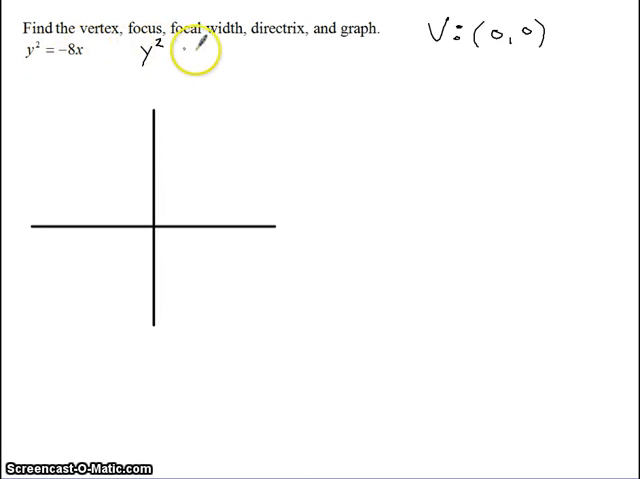To figure out the p-value, I want to compare this equation that was given to the general form of the equation of a parabola that's on its side. So we have y squared equals 4px. I see that I have a negative 8 in front of the x, and for the general form of a parabola on its side, the 4p next to the x. So to find the p-value, I simply need to take negative 8 and set it equal to 4p, and then solve for p. So that tells me that p is equal to negative 2.